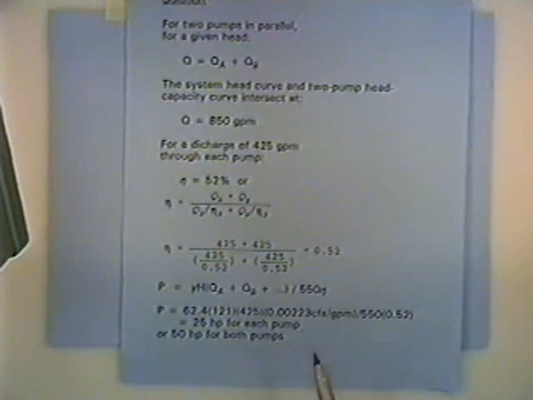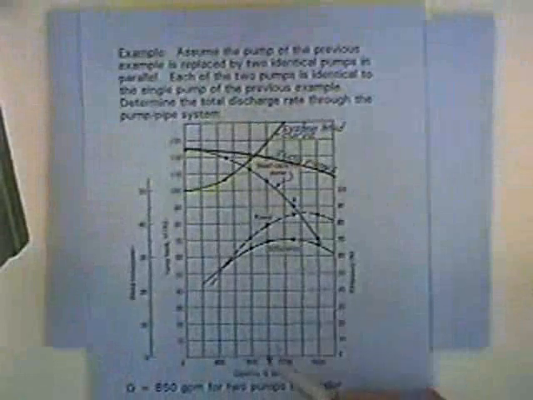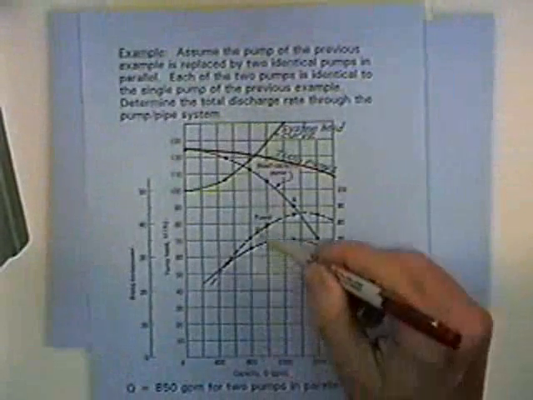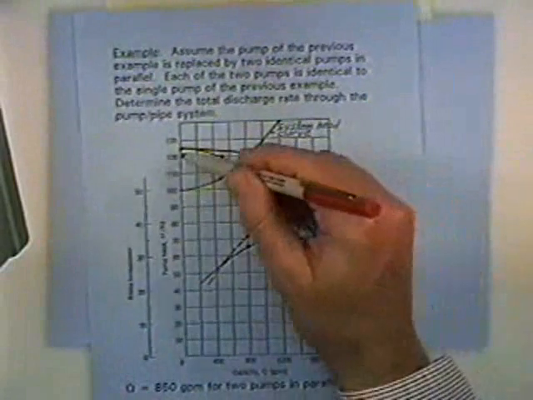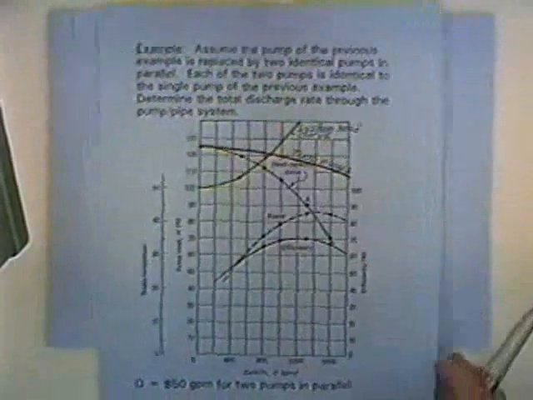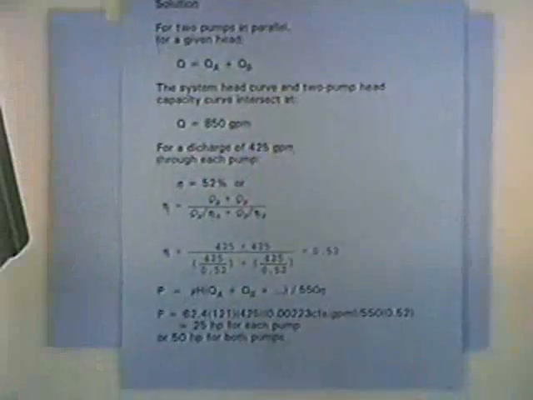Another way you could do it, put both pumps in, and we've got what's the flow rate through both pumps? 850 gallons per minute, and for both pumps, 850 gallons per minute would be over here, and come over here and read up to the red line for both pumps, and you get the same 121 feet head, and you plug in the numbers and you'd get the 50 horsepower.